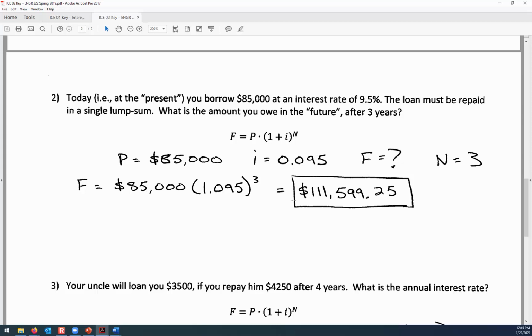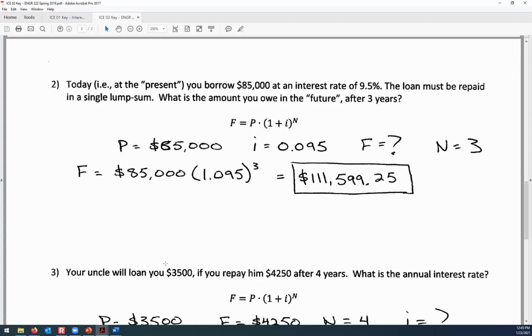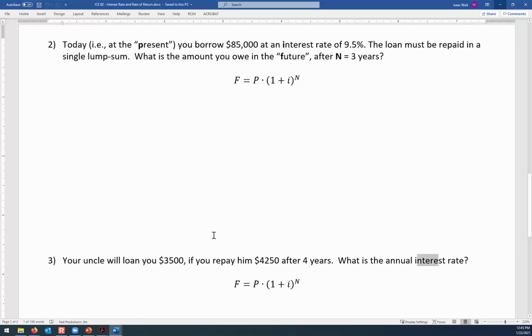Okay, the second question about your uncle: he will loan you $3,500 and you'll repay him $4,250 after 4 years. In the problem that I gave you, it wasn't bold like the P and the F. I didn't give you those same hints on the second problem like I did on the first one, but I bet you're quick studies and figured out that this $4,250 is a future amount, so that is F. P, the present amount that your uncle is loaning you today, is $3,500. N equals 4.